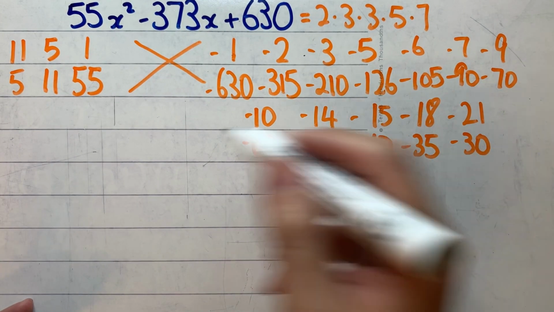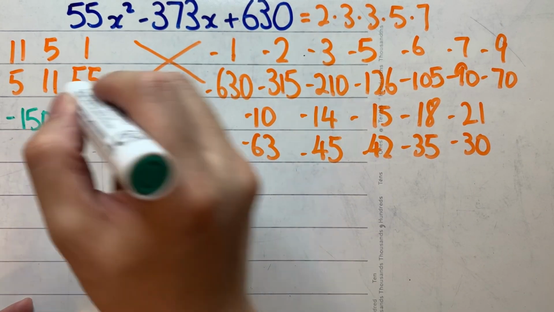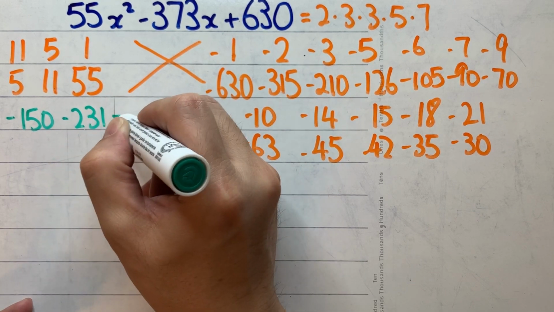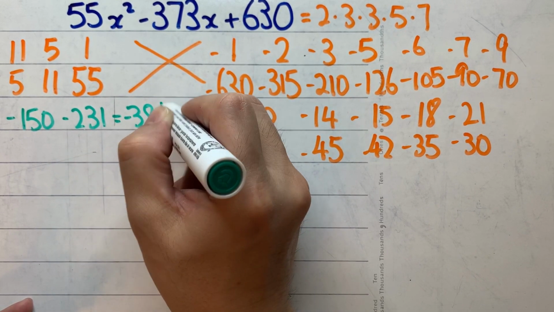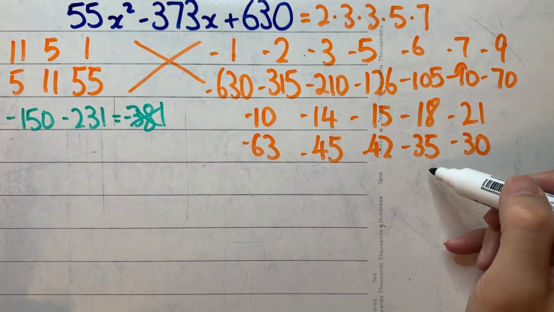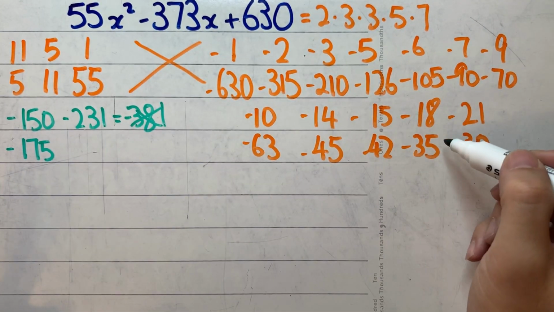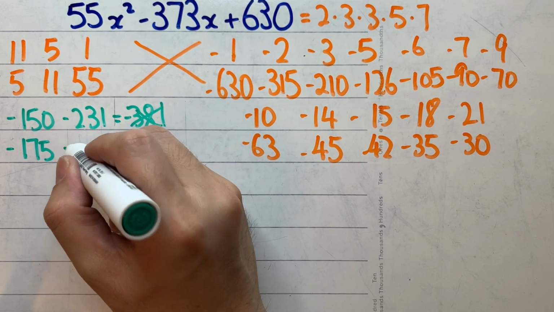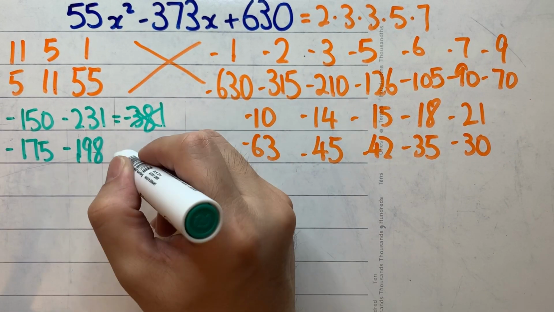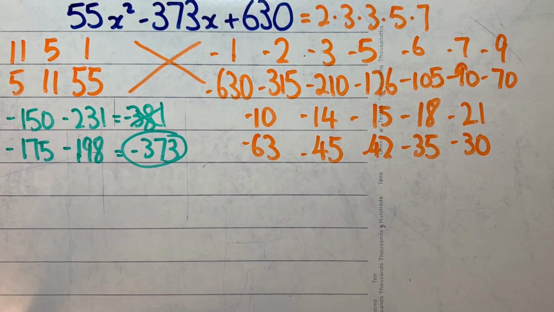5 times 30, negative 30 by the way, is minus 150. 11 times 21, that's 231. That's minus 381. Nope, not it. So 5 and 35, that's minus 175. 11 times 18, that's negative 198. That's almost 200. Add that together, minus 373. What do you know? This works.